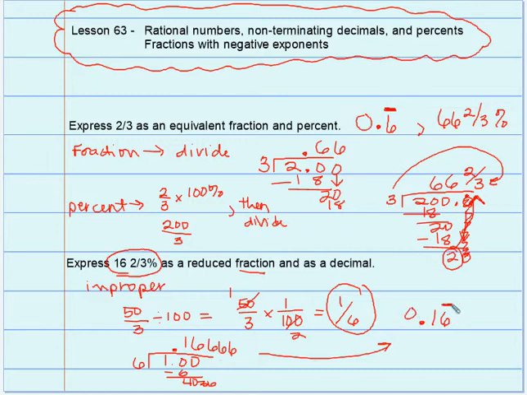Now, you maybe saw that right here, because if you know that 2/3 means a repeating 6, then you could look at this as 16.666666, move the decimal 2 places to the left, and you end up with 0.16 repeating. Okay, so those are a couple different ways to switch between fraction, decimal, and percents.